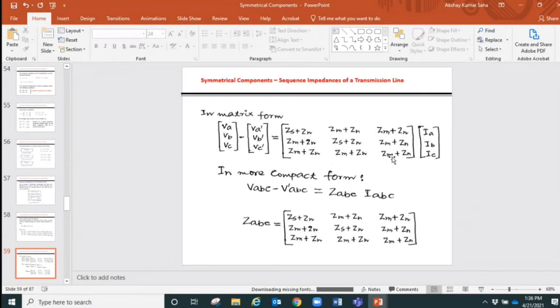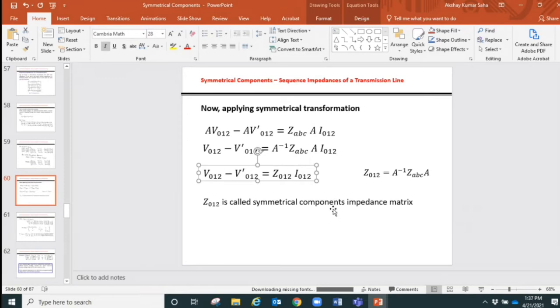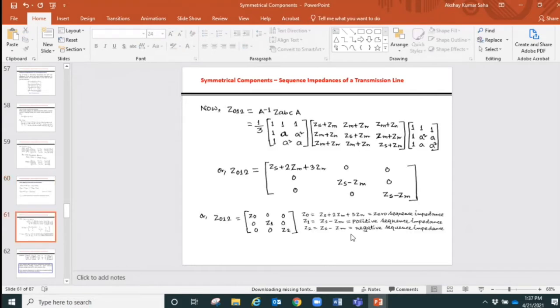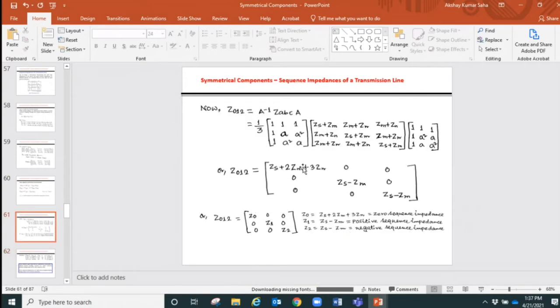And again, we can see that something is happening here in terms of the diagonal: Zs plus Zn and Zn plus Zn are becoming the same. And if we put them in compact form, where the voltage is equal to the product of the phase impedance and phase currents, then it will give rise to those conditions. If we apply the symmetrical components here, from phase to sequence component values that we have learned earlier, then after doing this manipulation, we will find that it becomes like this.